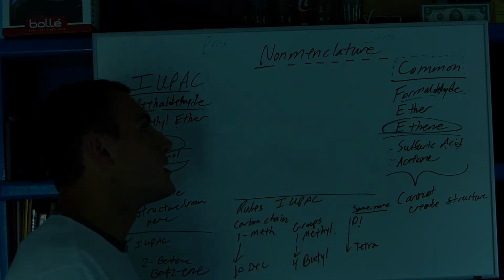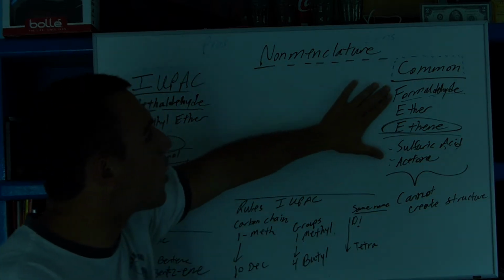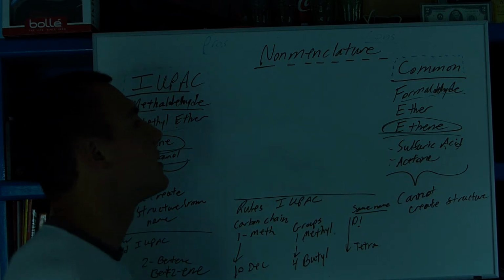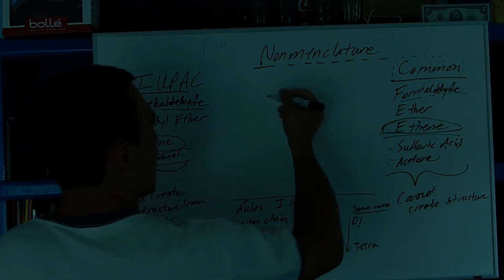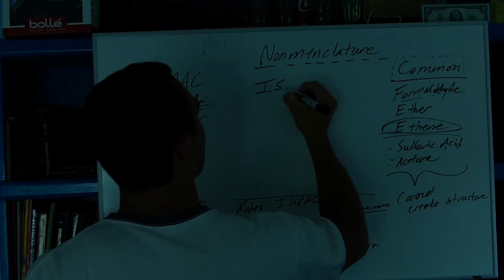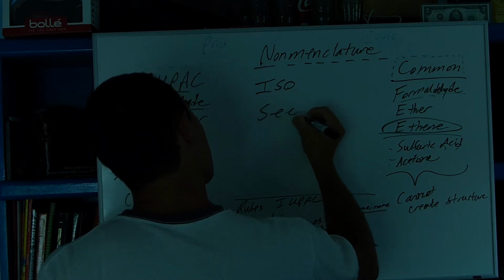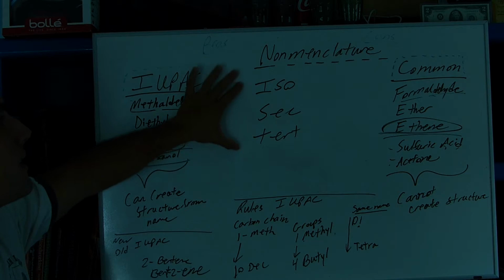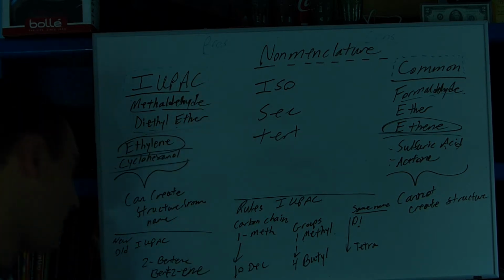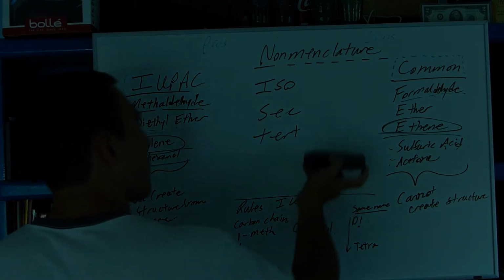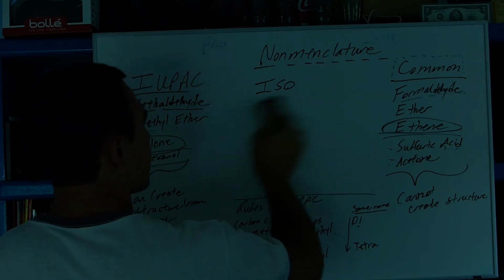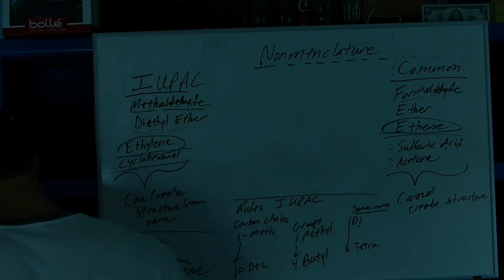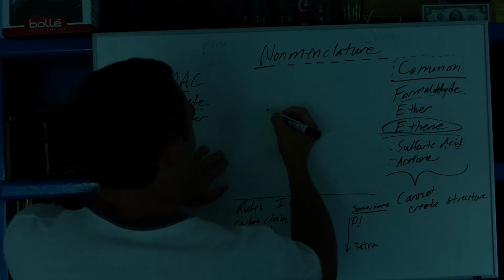Common names are iffy. Now, some common names are used in some pieces. For example, iso, sec, and tert. These make it a little easier, I will say. So say you're drawing something. Okay, let's draw something with an iso. Let's draw isopropyl. So say we draw a ring.